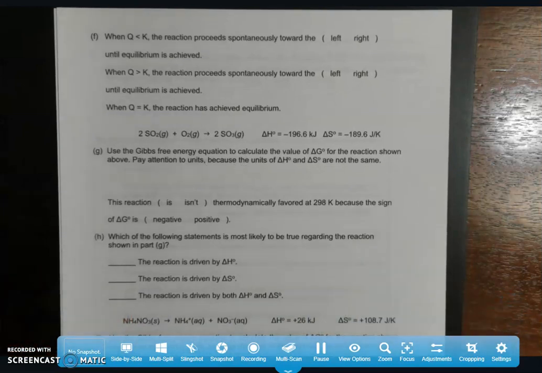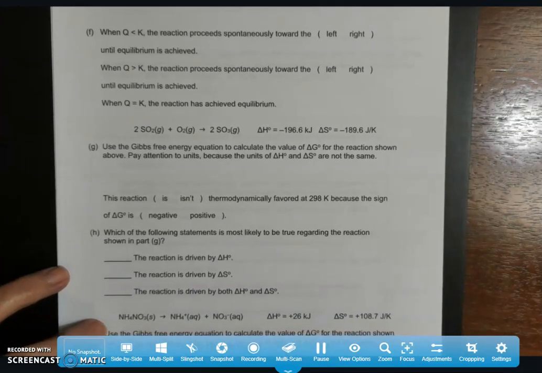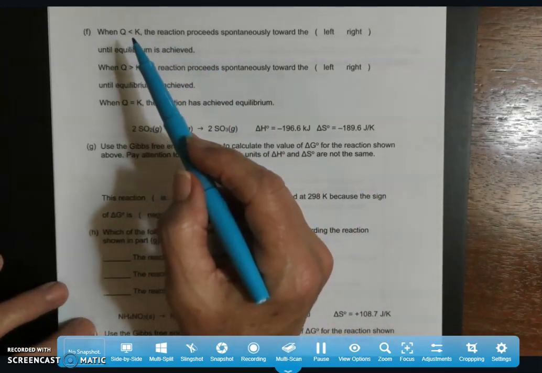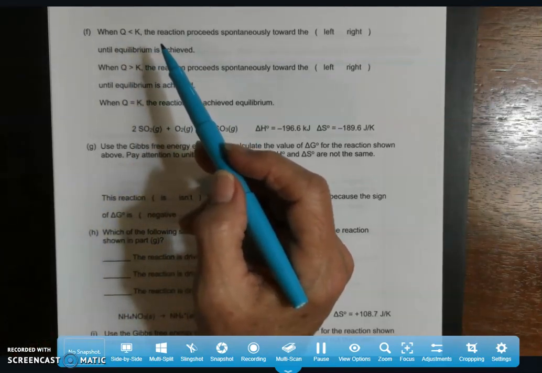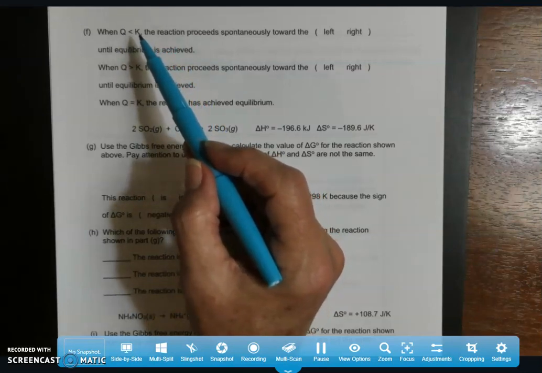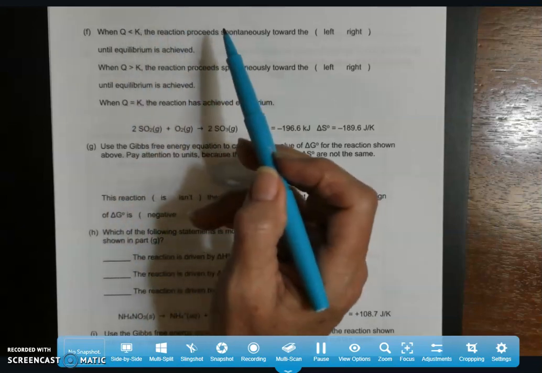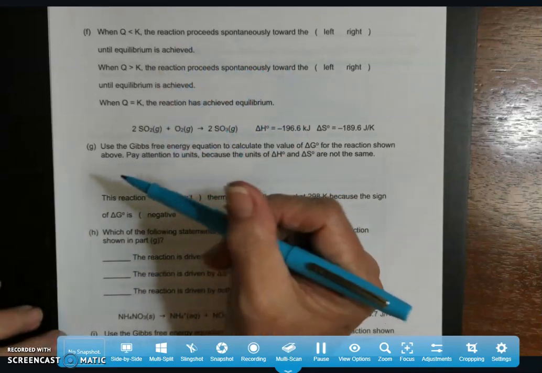Now, since we have already looked at this, the favorability of a reaction can also be shown by Q with respect to K. I can determine through K whether my process is product favored or reactant favored. And then when I calculate Q, I can determine, based on its value with respect to K, which direction it's going to go spontaneously, to the left or to the right, until equilibrium is achieved.